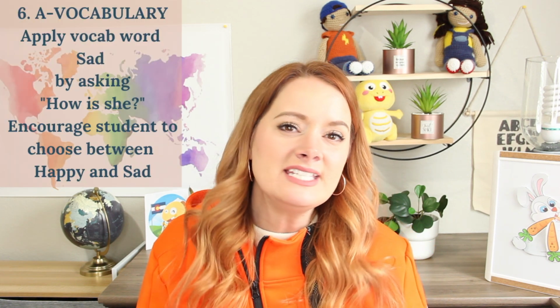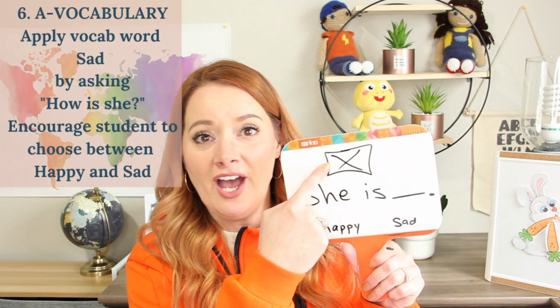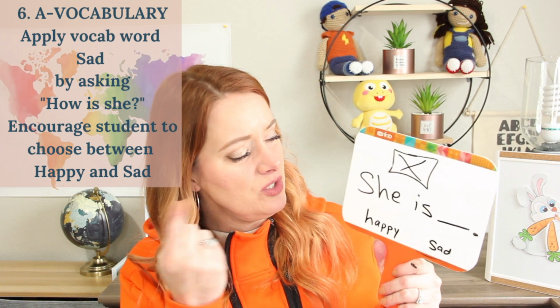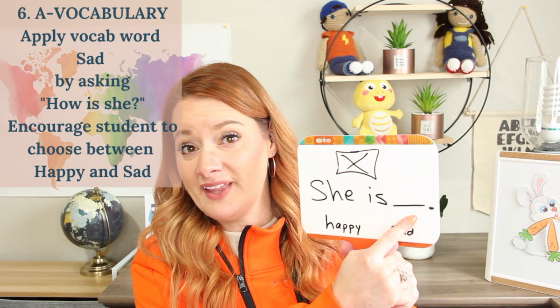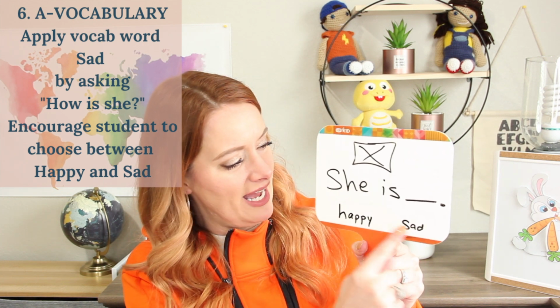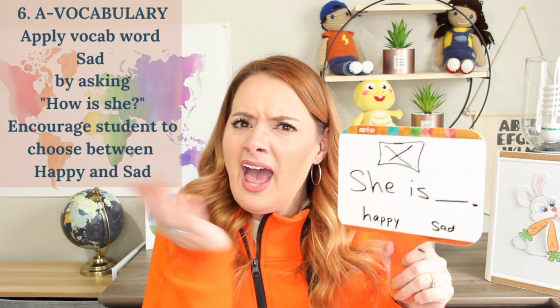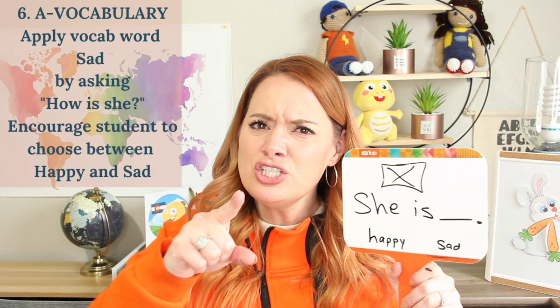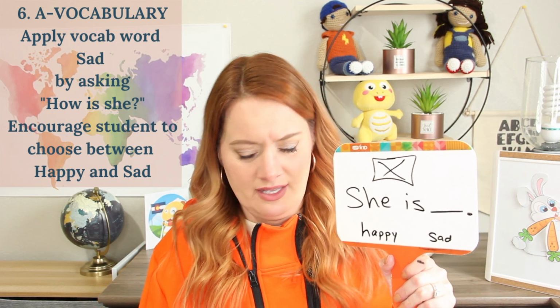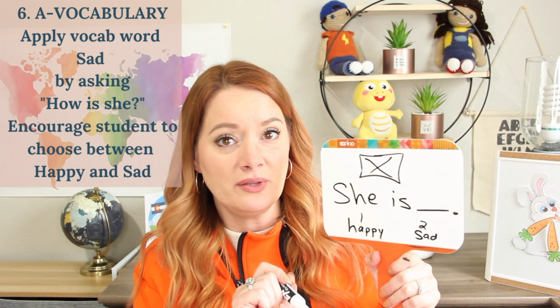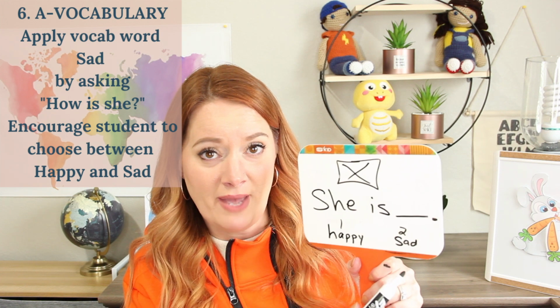So then you're going to move on to the next slide. You're still teaching vocabulary. This slide is going to show a picture of a girl who lost her ice cream and she is sad. You want the student to fill in the blank. You want them to choose between happy and sad. So you can say, Rachel, how is she? You can also, again, use numbers so they know that they have a choice to make.